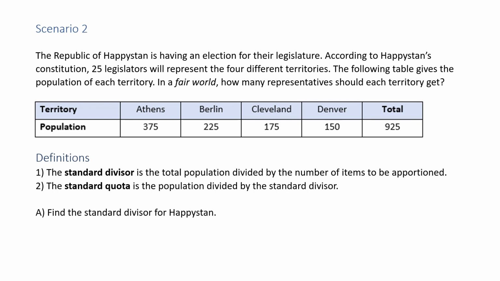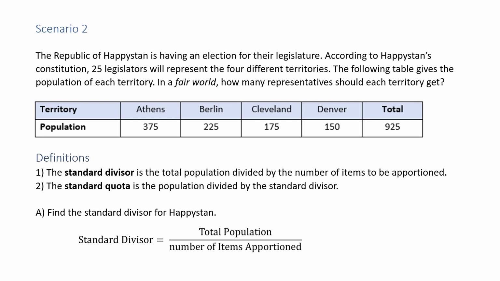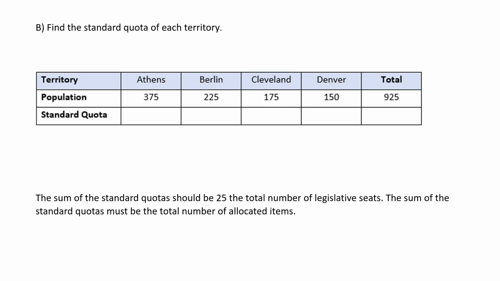So A, find the standard divisor for Happystan. The standard divisor is computed as the total population divided by the number of items apportioned. The total population is 925. We divide by the number of legislators, which is 25, and the quotient is 37. That is our standard divisor. Part B, find the standard quota of each territory.